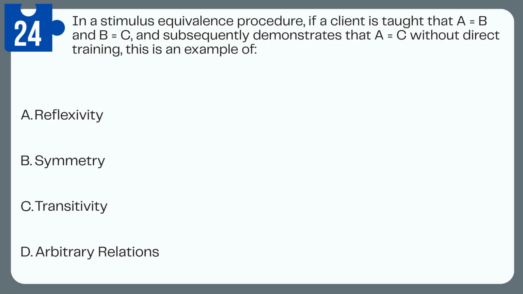Question 24. In a stimulus equivalence procedure, if a client is taught that A equals B and B equals C, and subsequently demonstrates that A equals C without direct training, this is an example of A. Reflexivity. B. Symmetry. C. Transitivity. D. Arbitrary relations.